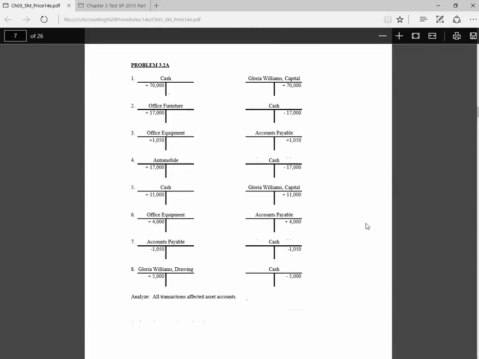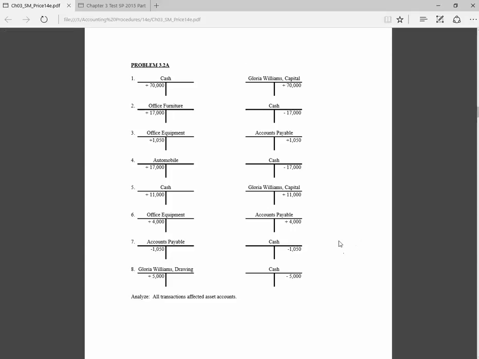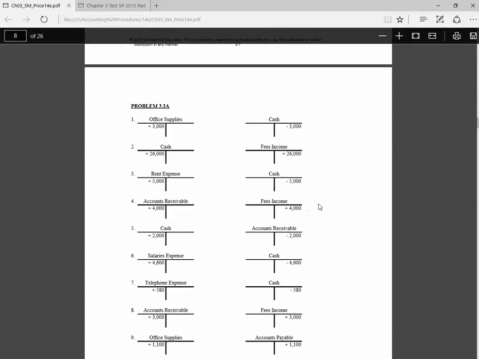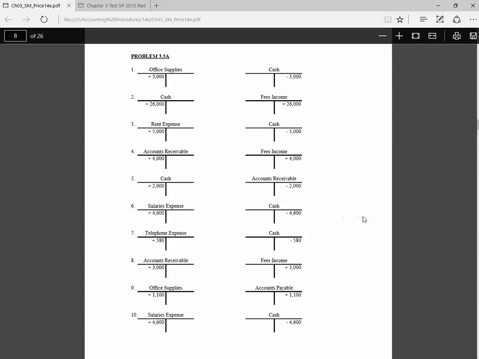The second problem is a little bit of the same. This time I think we were doing transactions for the same company all the way through. Again, they're independent transactions, just drilling you on getting your accounts figured out per transaction and which accounts they go in. All right, problem 3, again, more of the same.